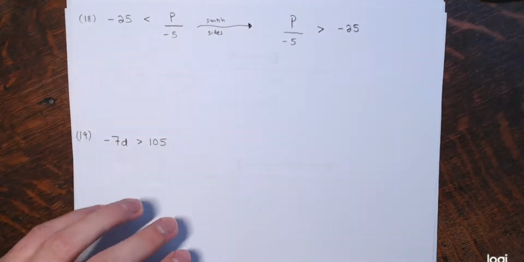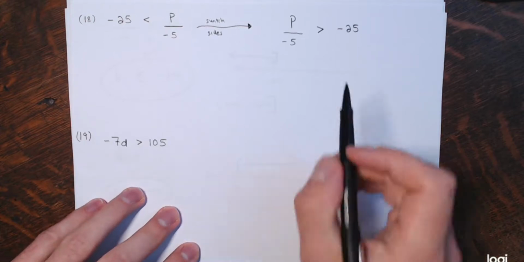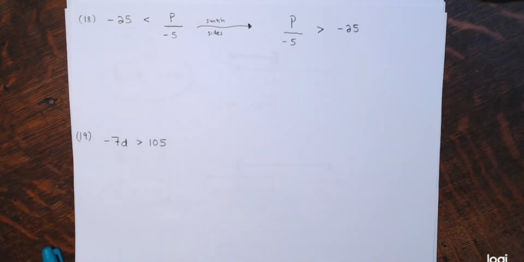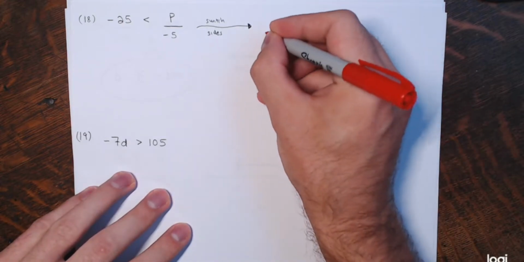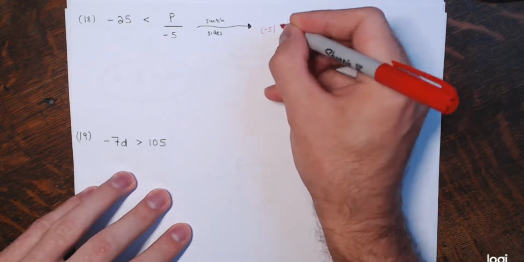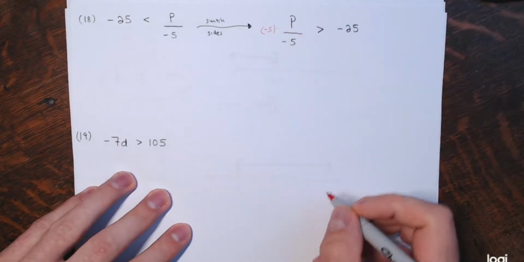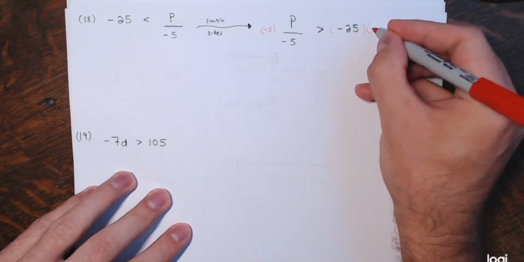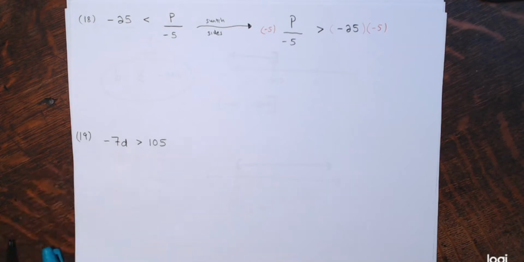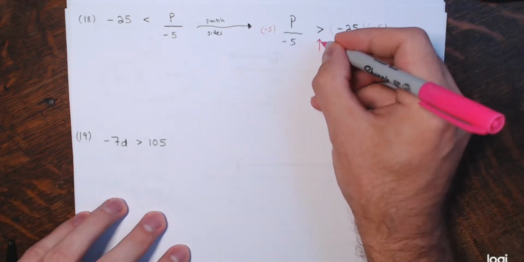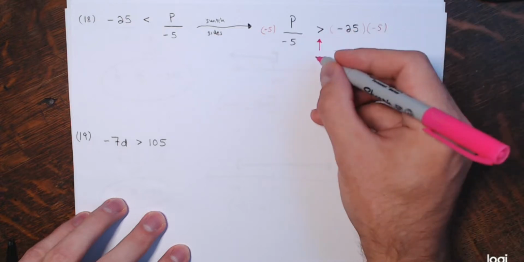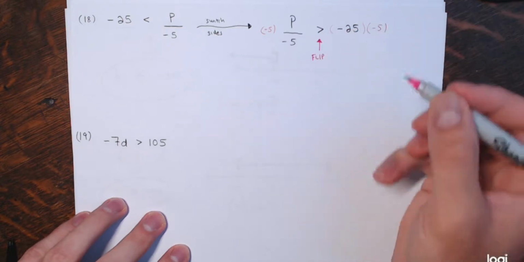Okay, and then now this is just like the previous several examples. To get the p alone, I would have to multiply by negative 5, because it's being divided by negative 5 right now. I want to undo that. Same thing over here, multiply by negative 5. And in doing this, when you multiply or divide both sides of an inequality by a negative number, that changes the direction of the inequality. You're going to flip that symbol.